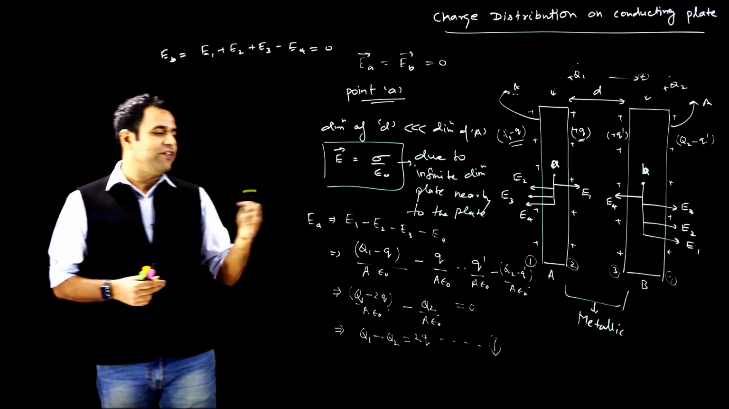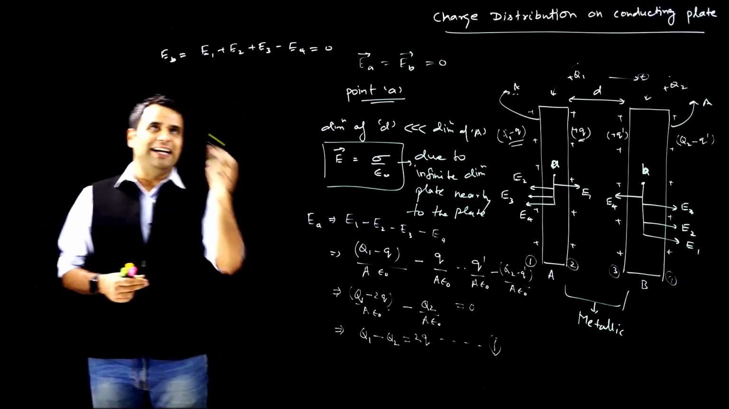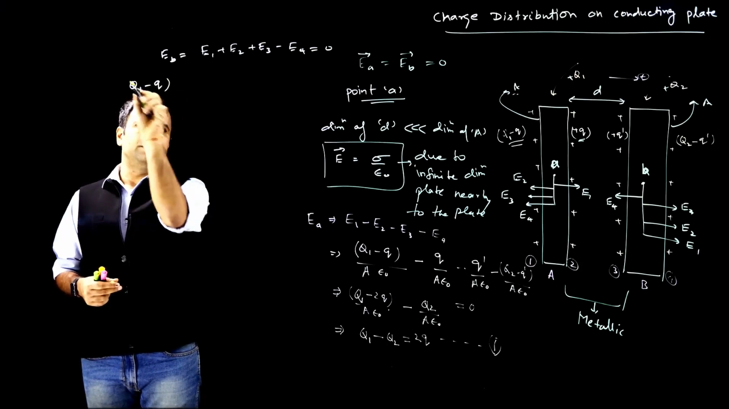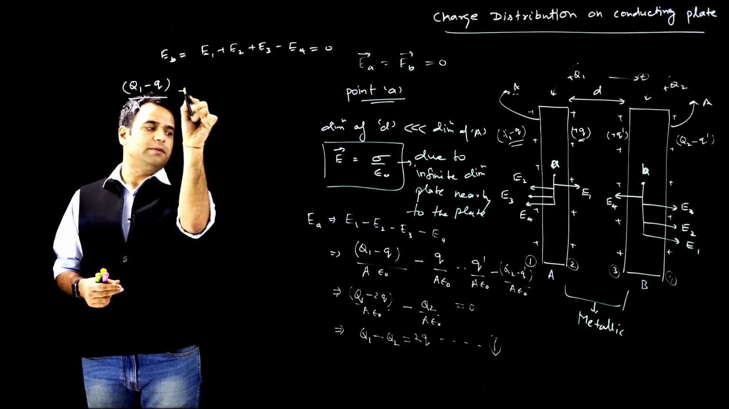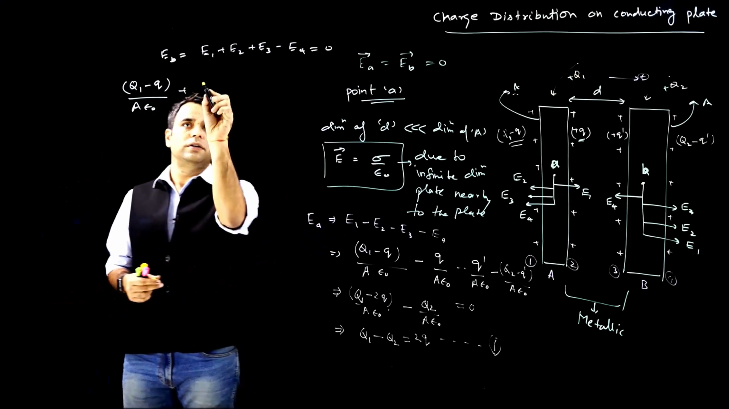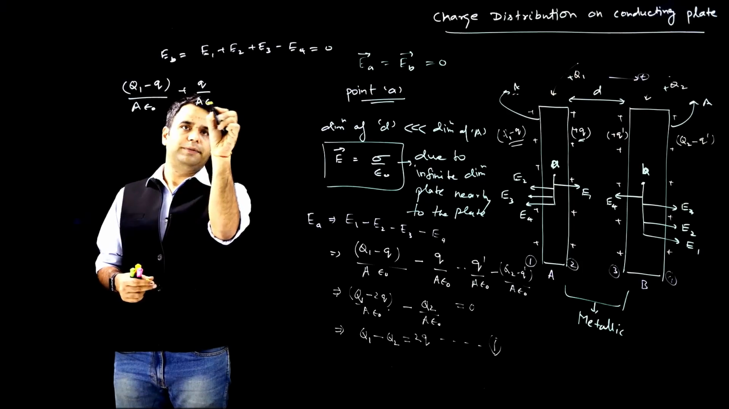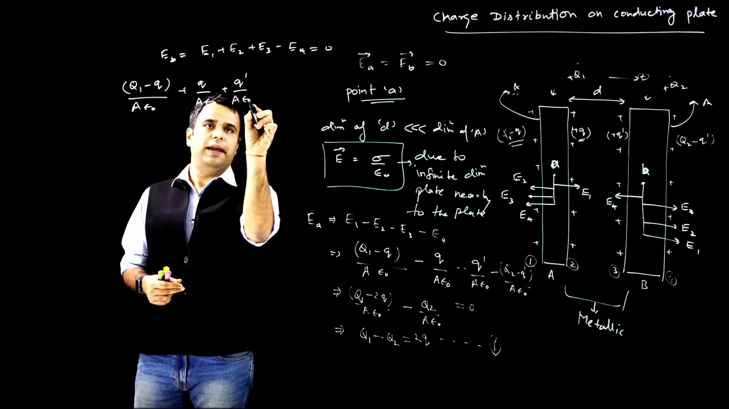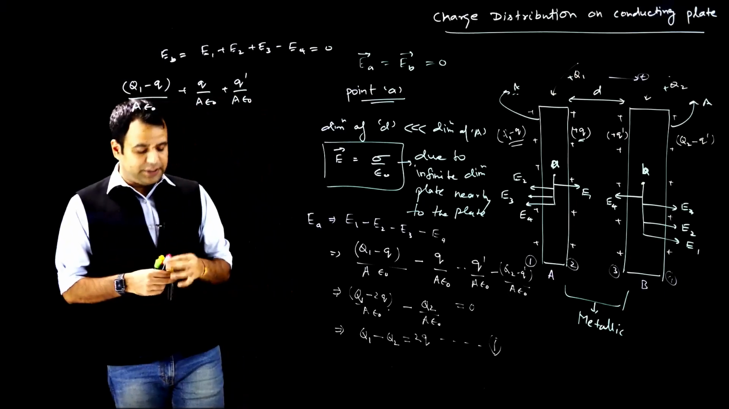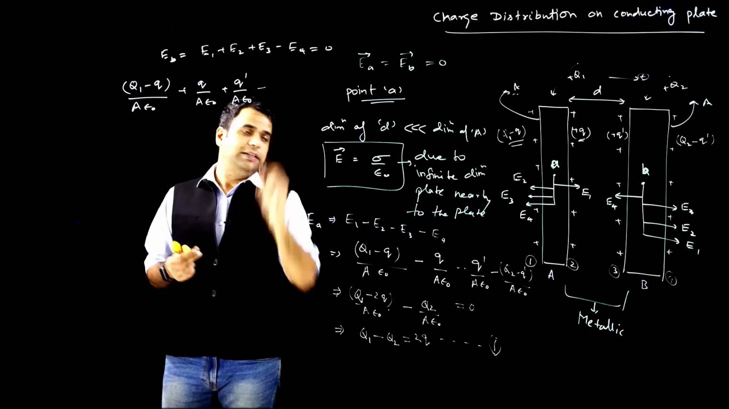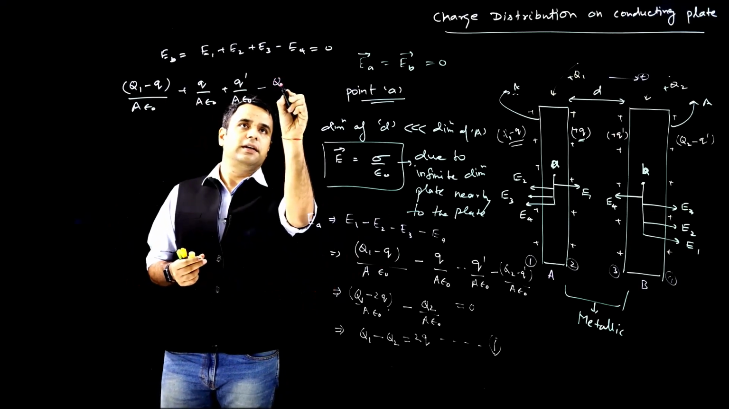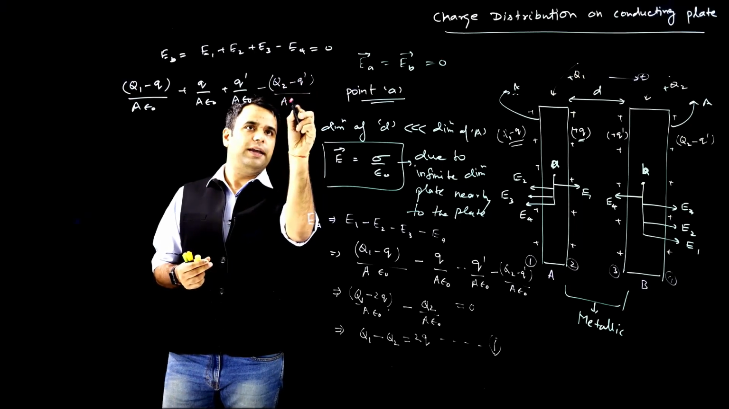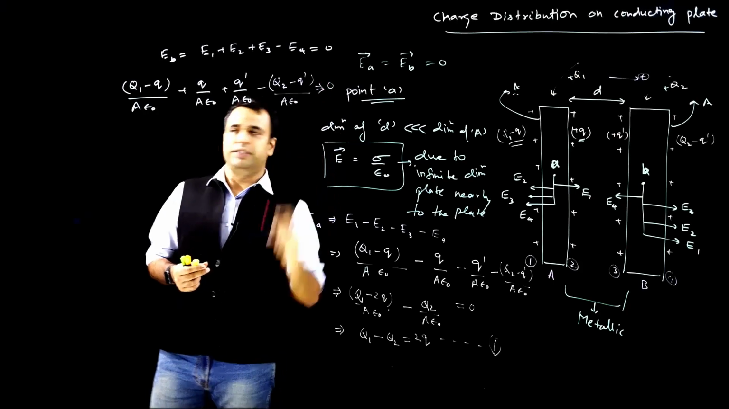Let's put the values of E1, E2, E3, which we have already calculated. The E1 value is here. So it will be Q1 minus small q upon A epsilon naught, plus then comes E2, small q upon A epsilon naught, plus E3, q dash upon A epsilon naught, and then comes E4, which is negative. So minus E4, which is Q2 minus q dash upon A epsilon naught, and that value is equal to 0.